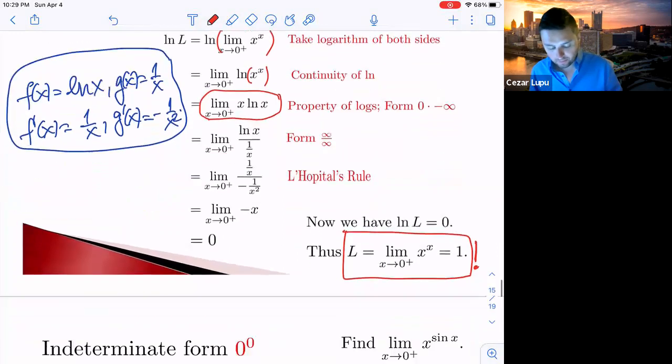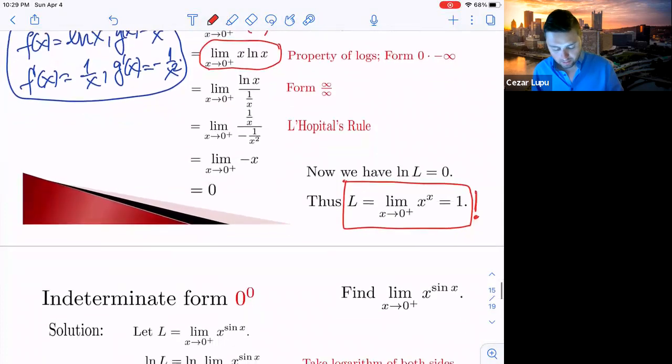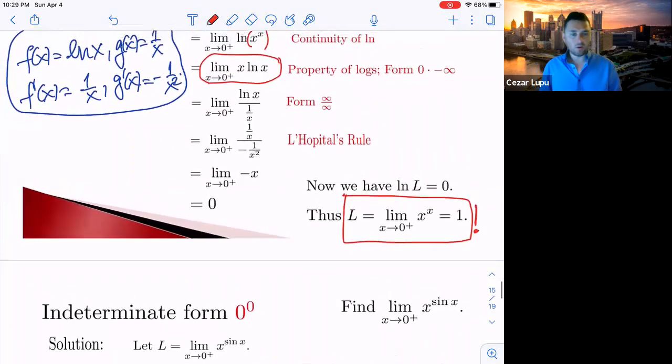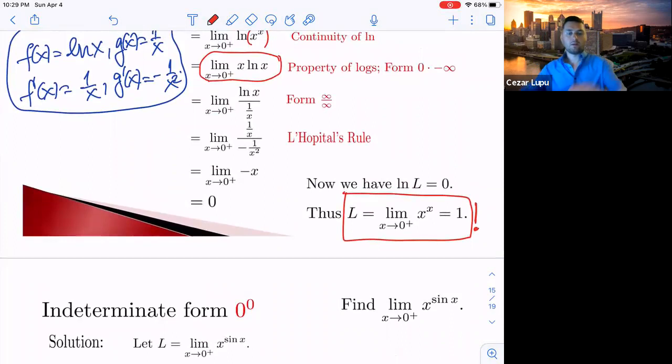There's another example that I could quickly go over. And again, instead of finding the limit as x approaches 0 from the right of x to the power x, I can modify this. In fact, I did this in the midterm exam, but I asked you for a different thing: to compute the derivative.